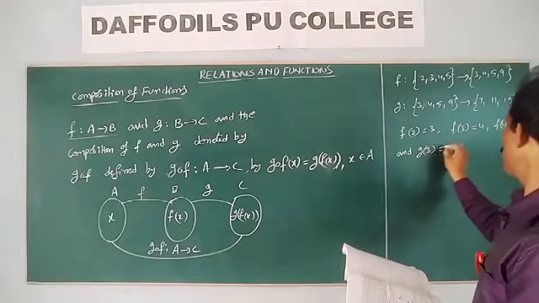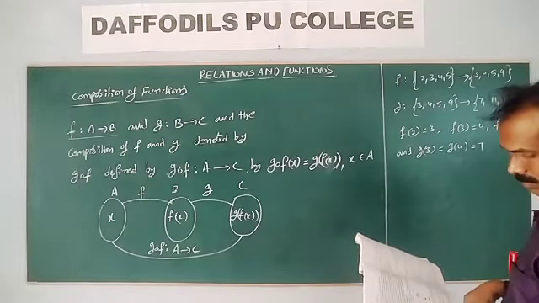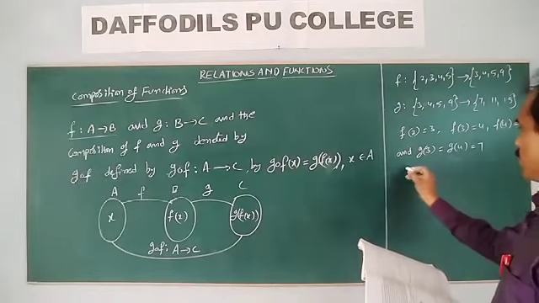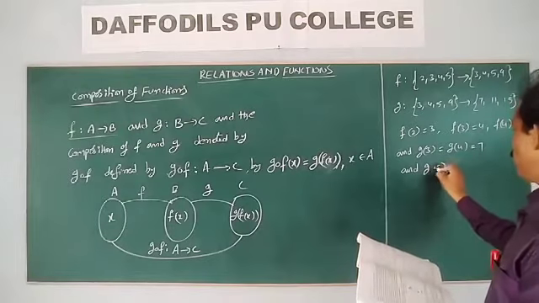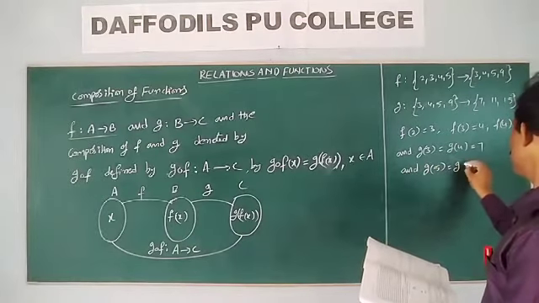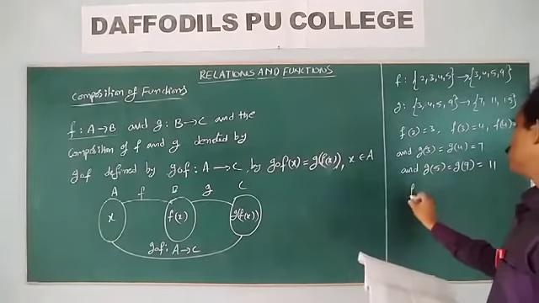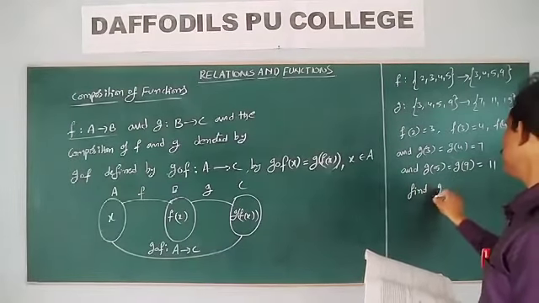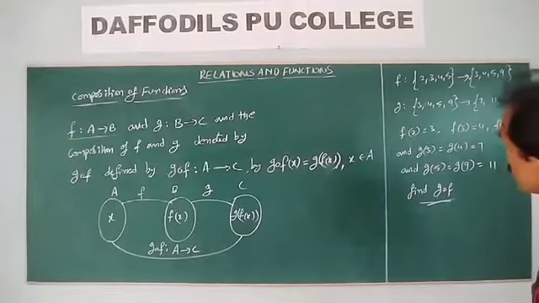G of 3 is equal to G of 4 is equal to 7. And G of 5 is equal to G of 9 is equal to 11. So find G circle F.